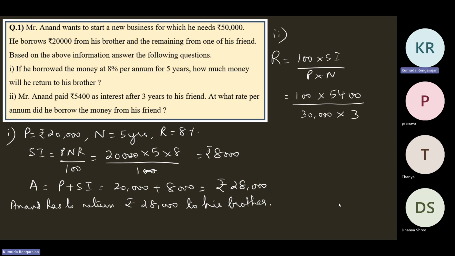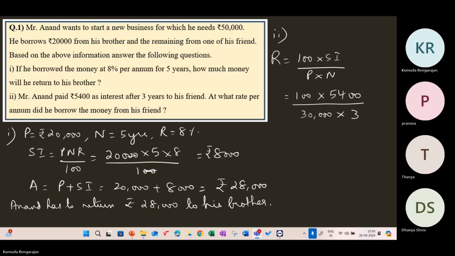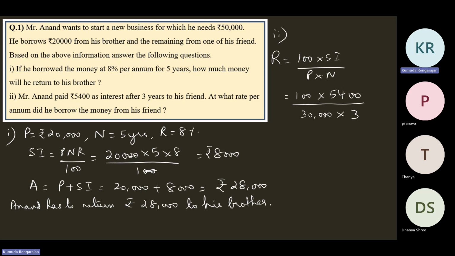Tell me, is the substitution understood? To find the rate, the formula is 100 into SI by P into N. 100 into SI is given, 5,400 as interest, so that is simple interest by P, principal, 30,000, from friend he's taken 30,000, into N, 3 years. After 3 years, he returns the money.